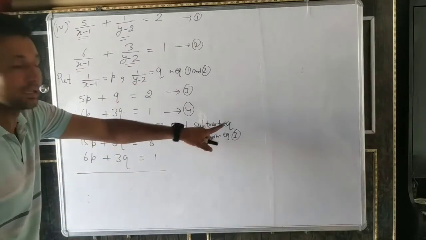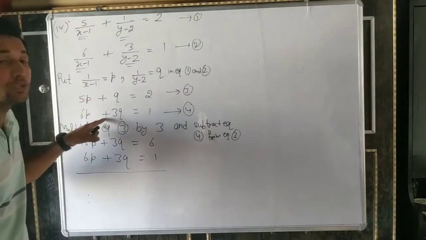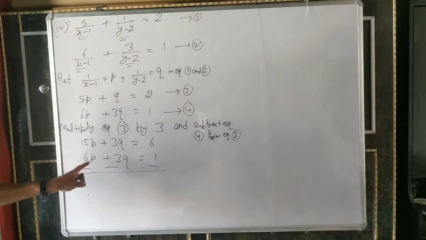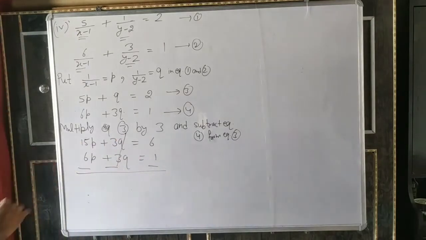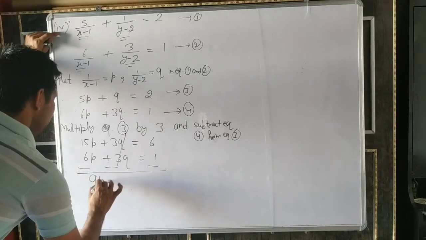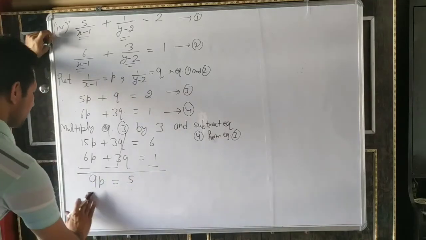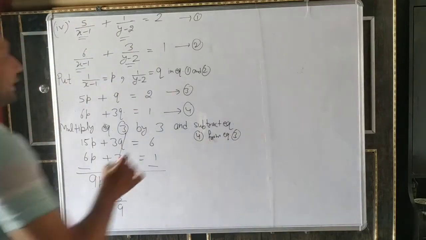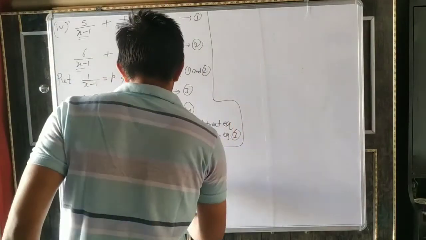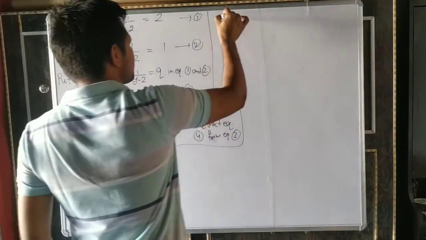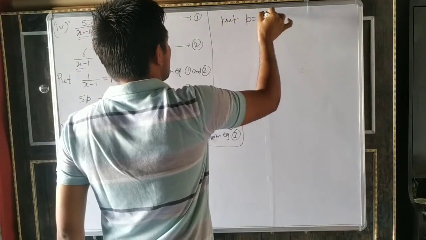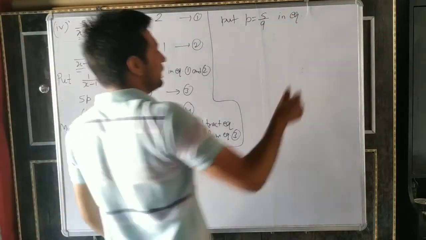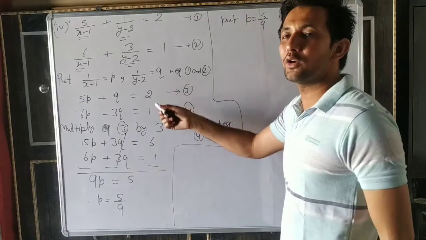So we will subtract. First we observe that both are positive, which means same sign, so we subtract. Minus, minus, minus: positive becomes negative. 3q minus 3q is 0. So 9p equal to 6 minus 1, 5. So p equal to 5 upon 9. Same as it is, we will find the value of q. So put p equal to 5 by 9 in equation 3, because we want to find the value of q.